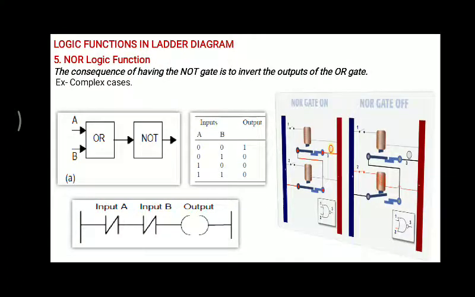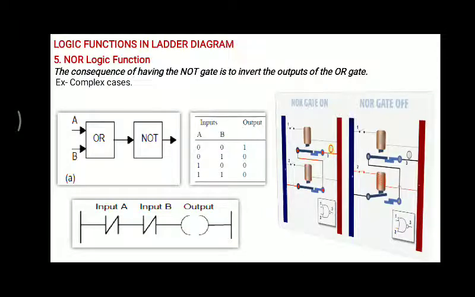Next is the NOR logic function. So NOR, again, is the combination of OR gate and NOT gate. So you can focus on this truth table. In an OR gate, what is important? At least one input should be 1, then and only then you will get output as 1. So in an OR gate this output would have been 0, but here it is getting 1.